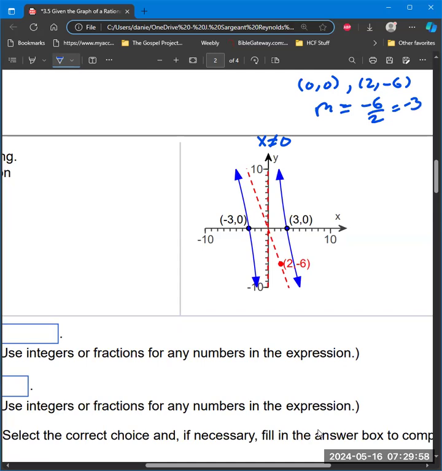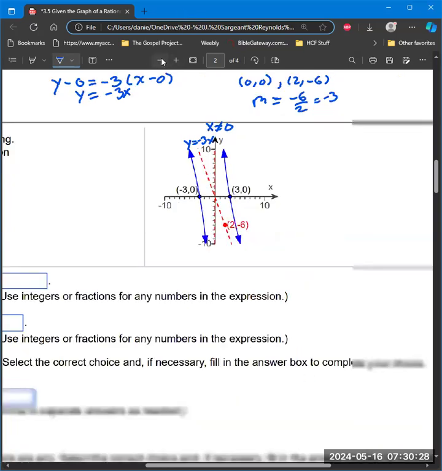Use that with my point that's given to me of 0, 0. y minus 0 equals -3 times x minus 0. So y equals -3x for this asymptote. I'll need that later. They tell me my intercepts there, which is wonderful.